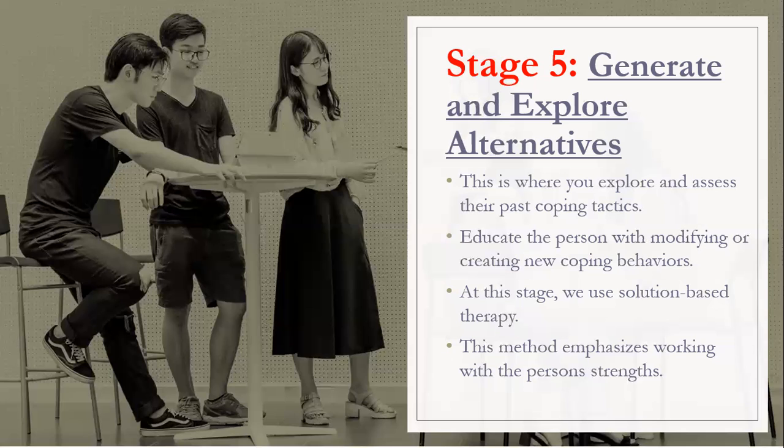Specifically, it is useful to ask the person in crisis how they normally cope, such as with feelings of intense anger, loss of a loved one, a child or a spouse, or disappointment or failure. Learn from their past how they've coped in similar situations. Solution-based therapy should be integrated into crisis intervention at this stage. So again, this method emphasizes working with the person's strengths.